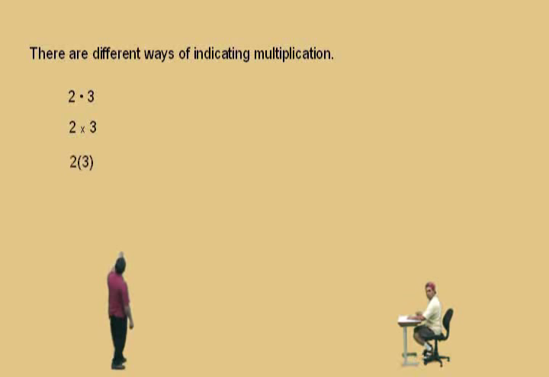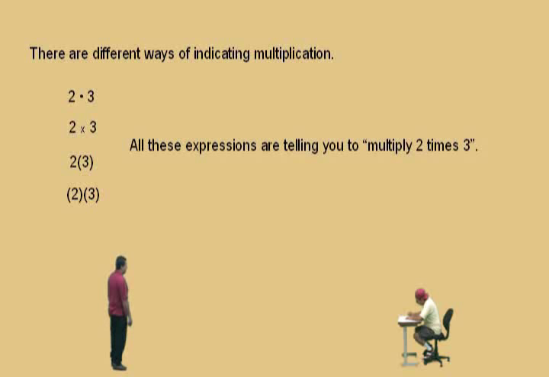Sometimes you'll see a number outside of a parenthesis. Notice there's no operation indicated between the 2 and the parentheses that contain the 3. There's no addition, subtraction, or anything like that. If there's no operation, it means it's multiplication. And sometimes people will put numbers individually in parentheses with no operation between, and that also indicates multiplication. Anyway, all these expressions mean multiply 2 times 3.